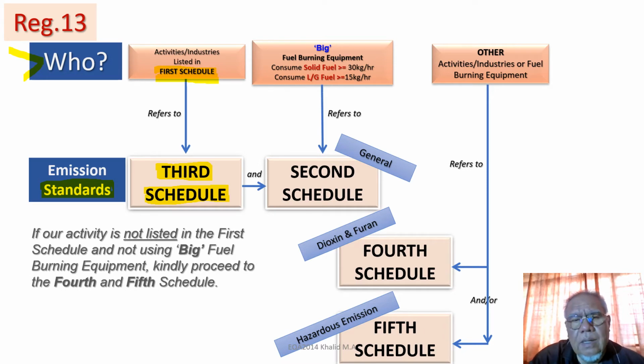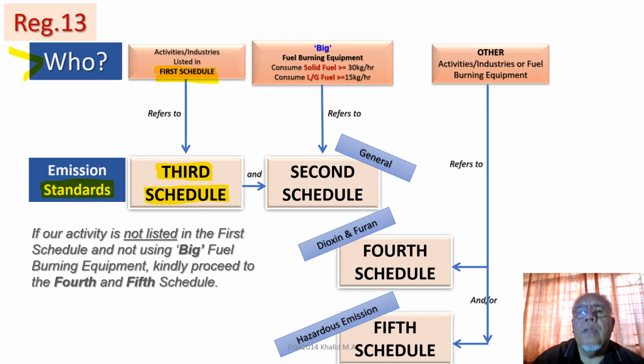If they are listed in the first schedule, their environmental air pollution obligation, parameters, and limits of emissions are all already given in the third schedule. Okay, that's fine. Before we look at other industries which are not in the first schedule, we got to look at this one.